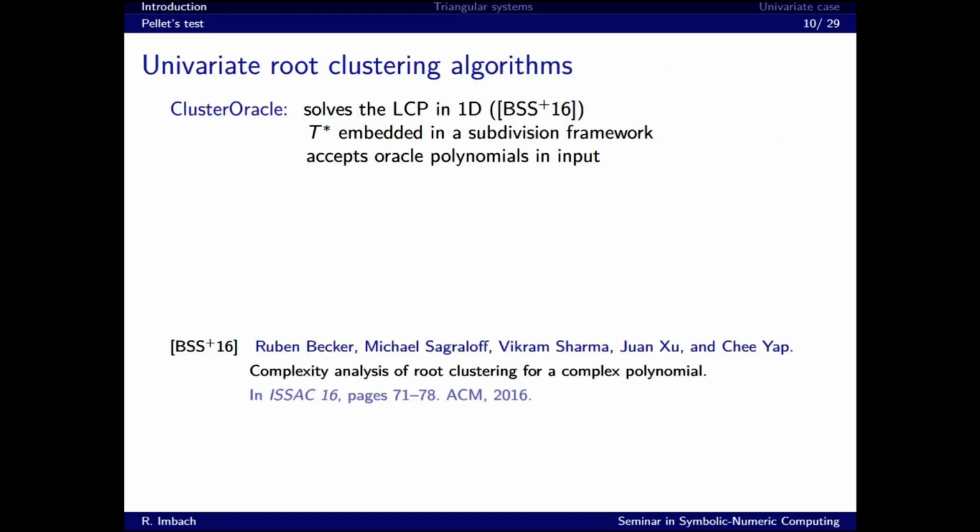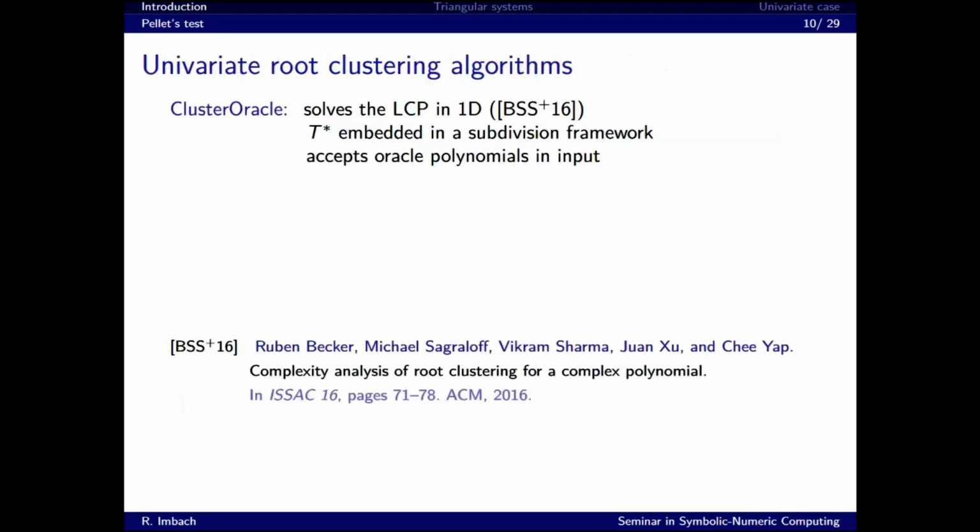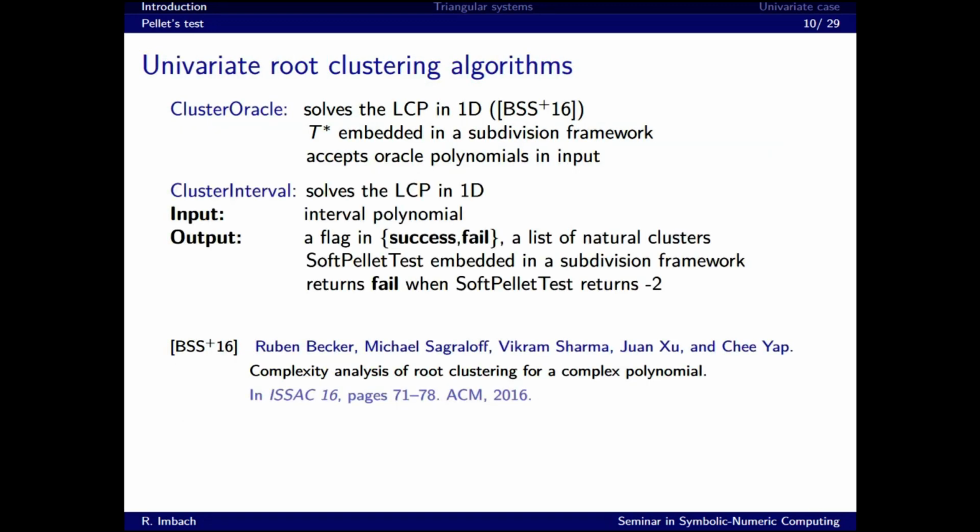Okay, so this gives a clustering procedure that I call cluster oracle. That is exactly the one described in this paper. So it uses this T-star test for oracle polynomials. But I will need to consider an alternative version of this procedure called cluster interval that uses the soft Pellet test for interval polynomials.